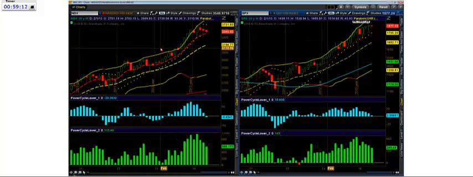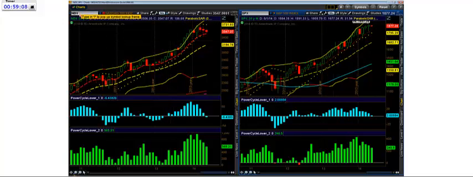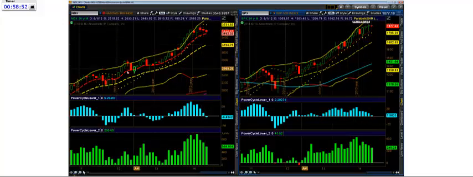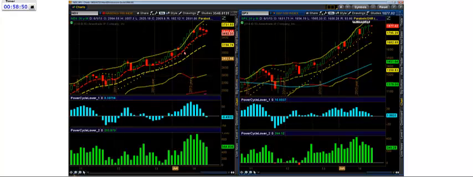So first off, let's go through macro, the big picture. I go to a monthly time frame, and I've got the NDX up on the left chart, and then I've got the SPX on the right chart. So what do you see? It's a pretty clear picture. It's like you're cruising over the U.S. from outer space almost. You could kind of use that analogy. If you look at this, it's been just an amazing uptrend.